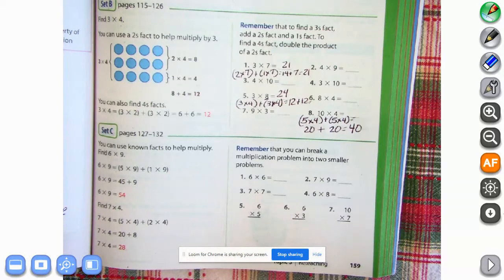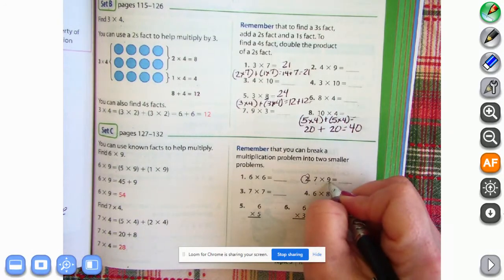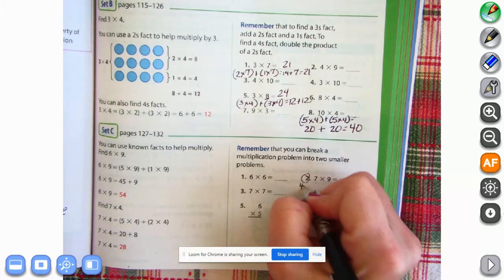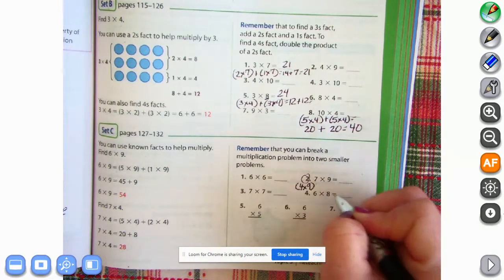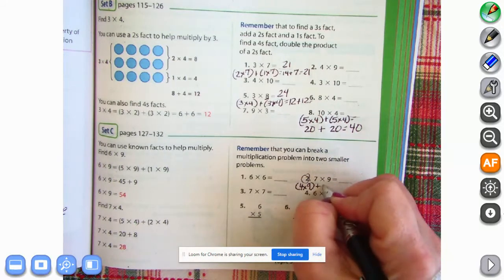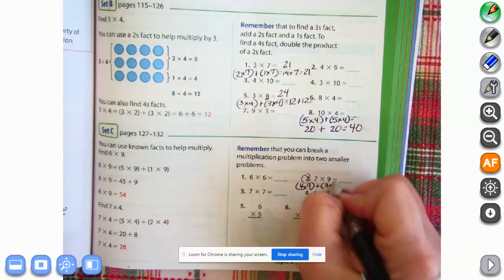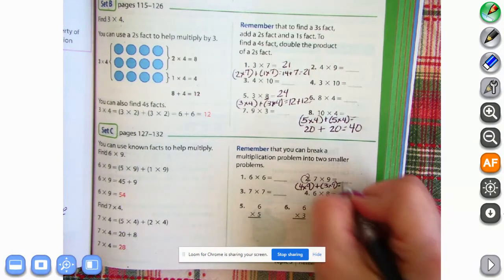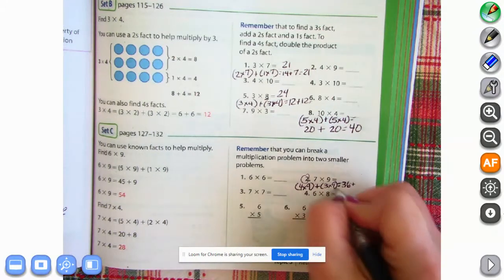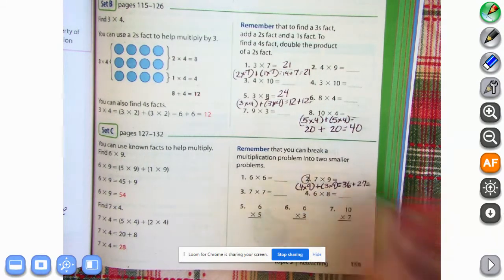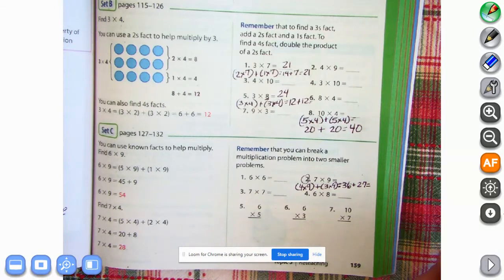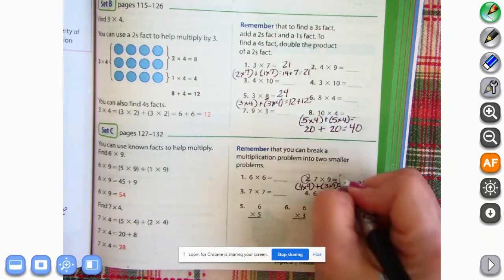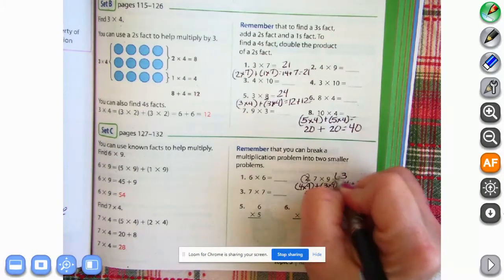Okay, so let's do 7 times 9. We can break that into a 4 times 9 plus, and what's 4? 4 plus what will make 7? A 3 times 9. 4 times 9, we can do our 9's trick, and it will show us that it's 36. And a 3 times 9 is 27. Okay, so we can add those together. 36 and 27 would be 3, carry 1, 6, 63.